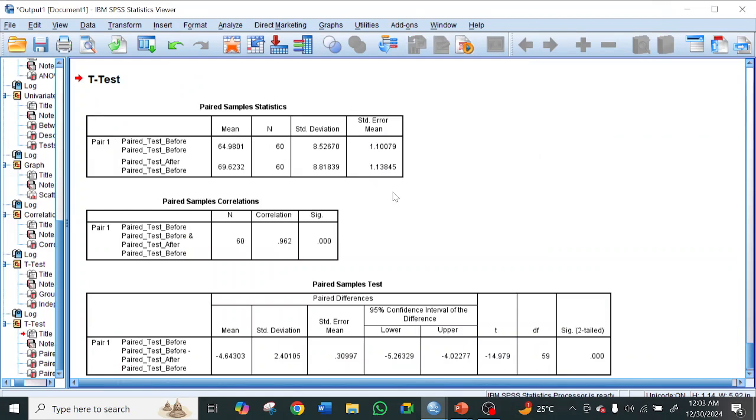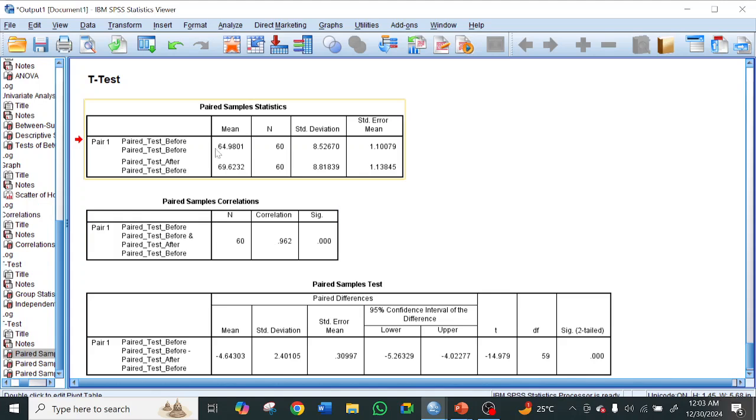So this is the test before and test after. The total number is 60. I'm talking about the paired samples statistics now. The mean for test before is 64.9801, and the mean for test after is 69.6232. This is the standard deviation, and the standard error of the mean.